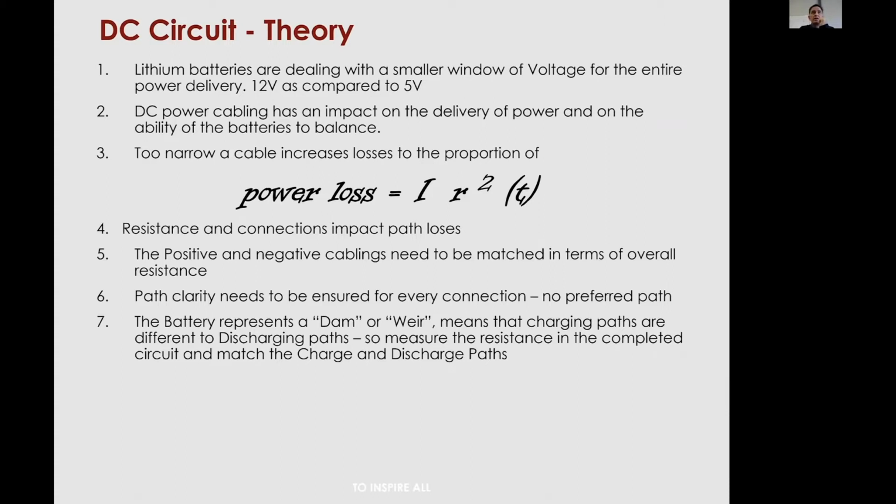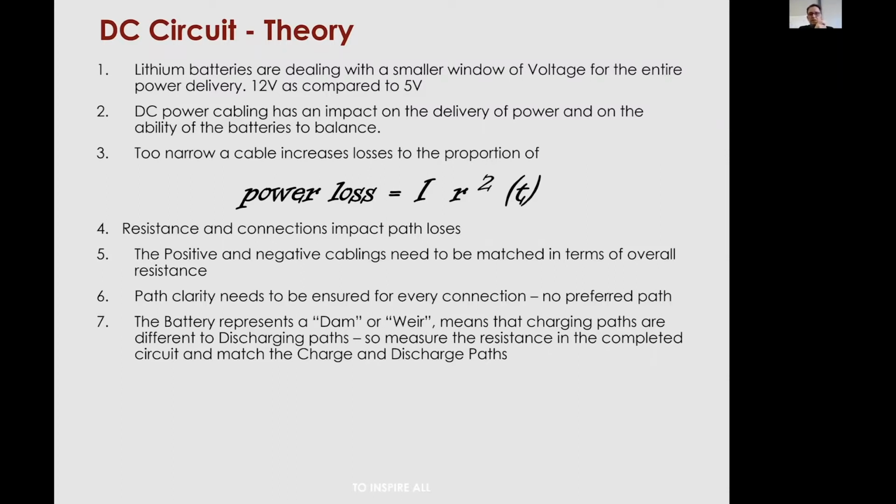So in my first slide here, I'm just covering the theory behind DC circuits and lithium batteries. I don't expect this to be completely comprehensive. So if anyone has questions over and above what I'm about to present, please speak up and I will include those questions later on.